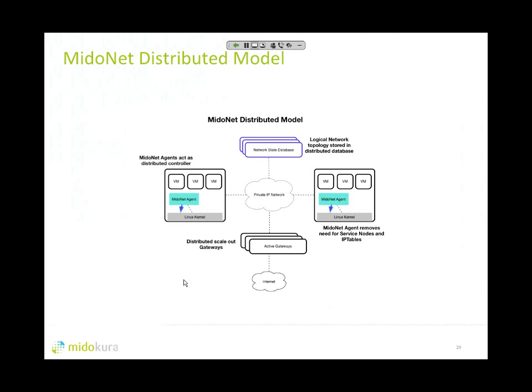In the MidoNet distributed model, all the intelligence is completely distributed, and processing power happens at the compute edge. So as your network grows, your compute power grows, and thus your network decisions that can be made at the edge allows your network to grow.